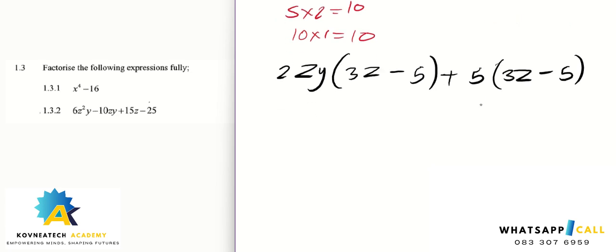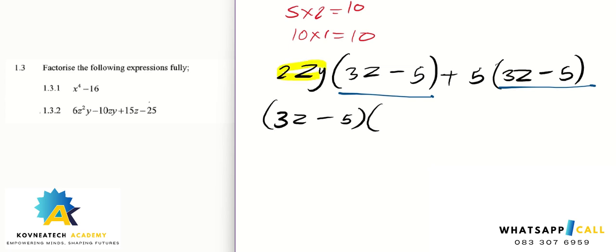As you can see, we have the common factor now. The common factor is 3z minus 5, so you're only going to write it once. You start with 3z minus 5, writing only one bracket. Then you open another bracket and put the values that are outside there inside the bracket. As you can see, here it's a plus. So you'll say 2zy plus 5. Then this will be your final answer.